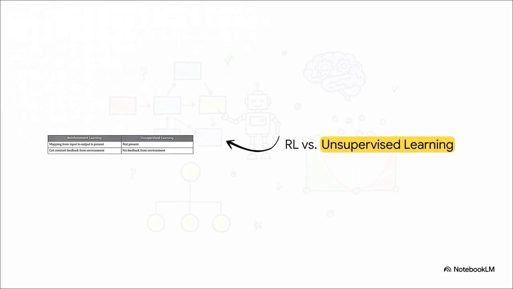So then, how does it compare to unsupervised learning? Well, while both of them lack those predefined target classes, there is a massive difference in how they interact. Unsupervised learning has no mapping from input to output, and it gets 0 feedback from the environment. Reinforcement learning, on the other hand, does map inputs to outputs, and it absolutely relies on constant, ongoing feedback from the environment so it can actually improve its policy.